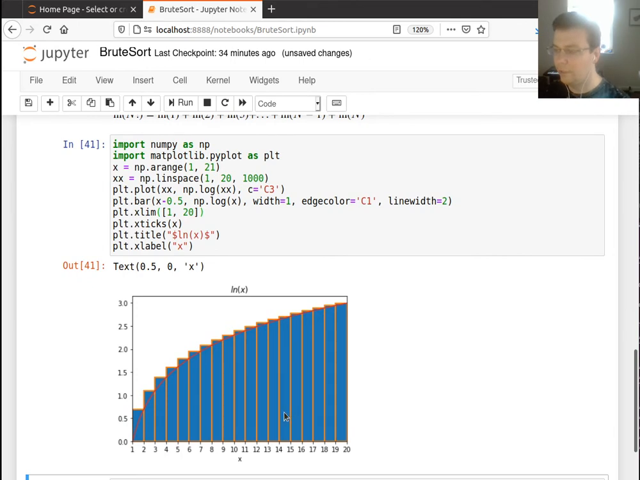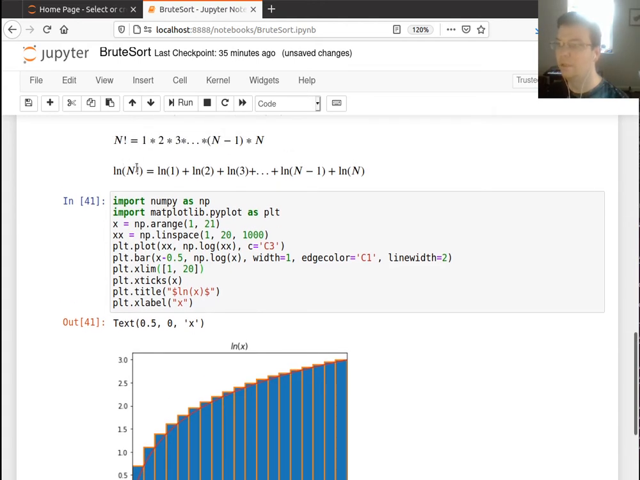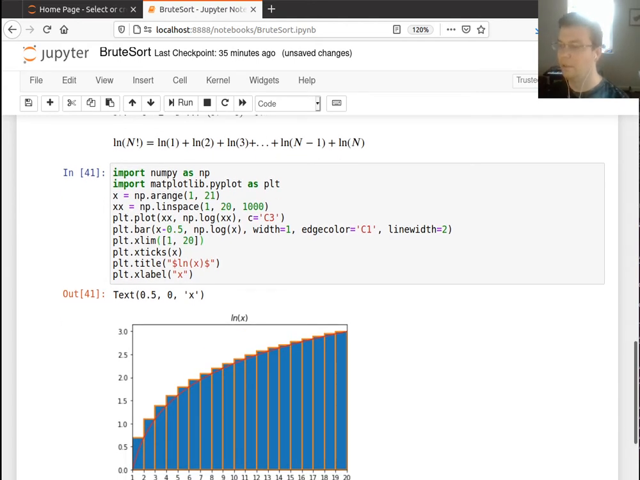So I've created a graph here where the area of the sum of these rectangles is equal to the sum here that I'm looking for. Each rectangle has a base of 1 and a height of the natural log of one of these numbers. So the area is just base times height. Base is 1, so the area is the height. So here we get natural log of 1 plus natural log of 2 plus natural log of 3 plus natural log of 4, and so on and so forth.